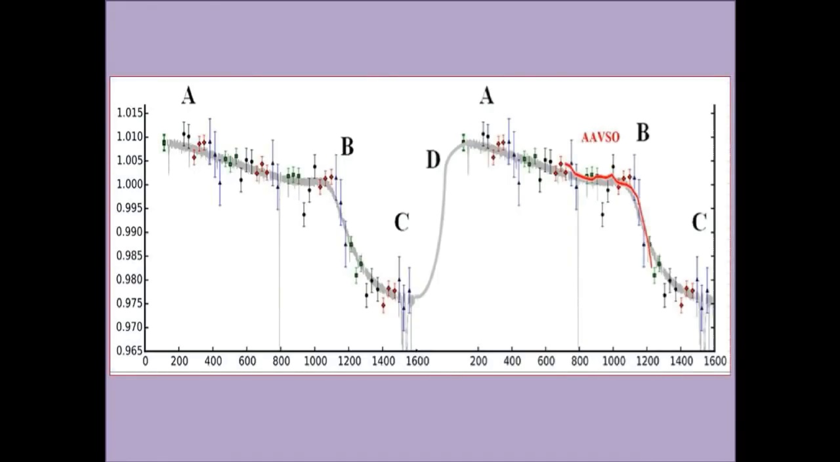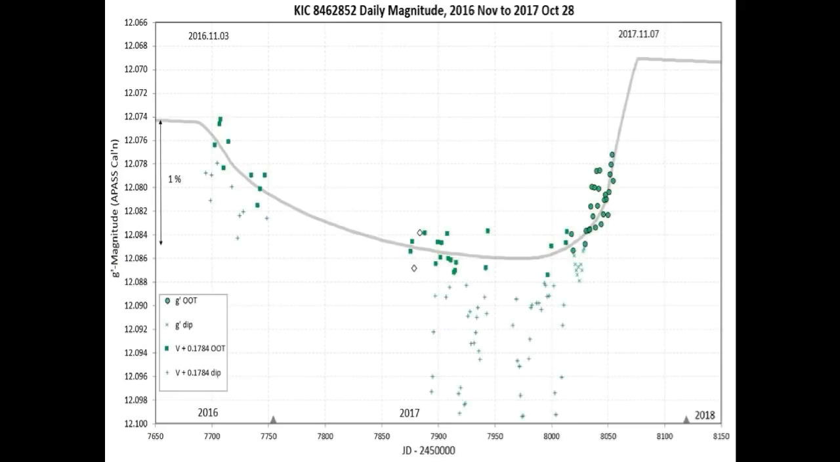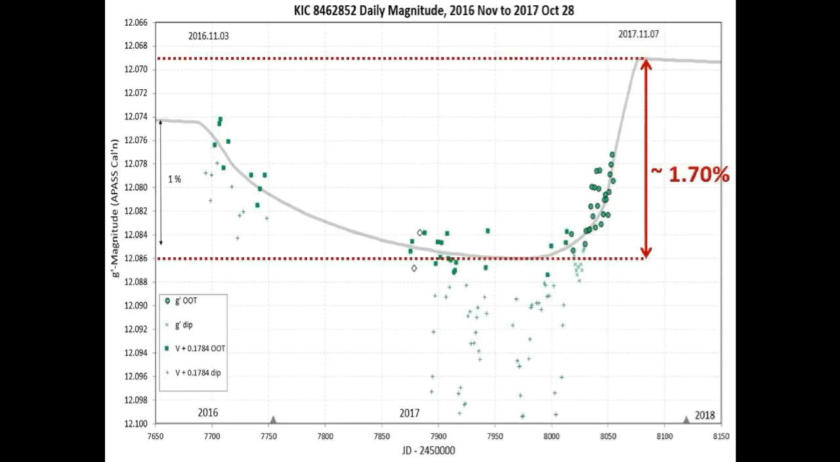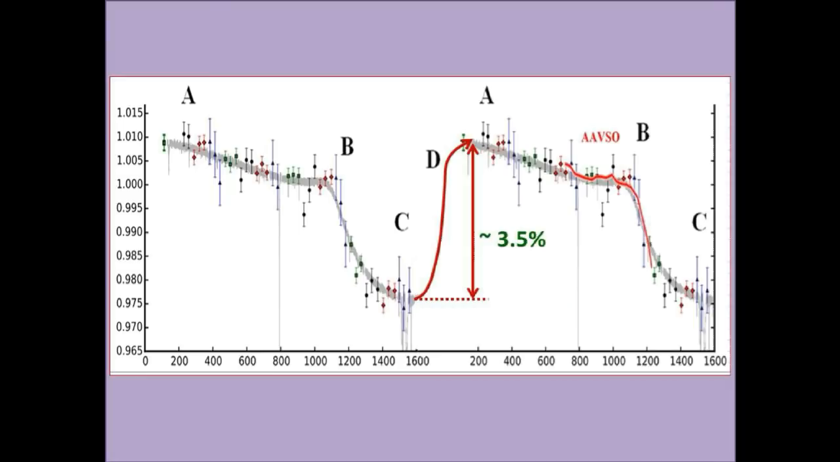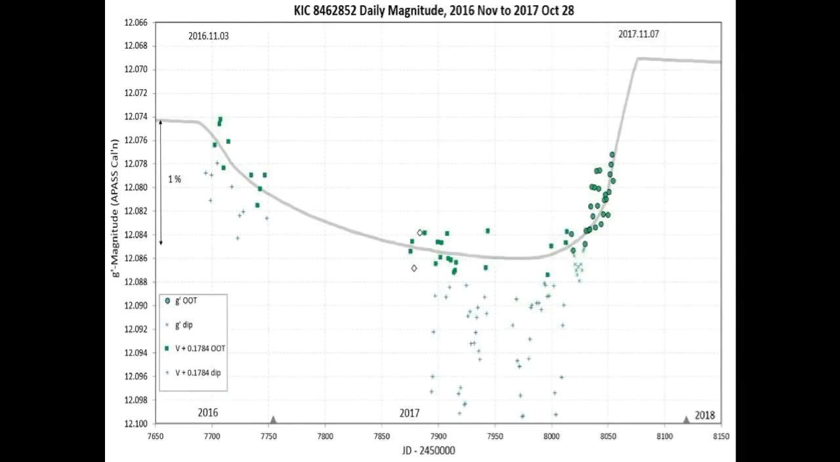So Bruce states that we are now in the phase after the short-term dimming events where Tabby Star starts to brighten back up to start the cycle once again. So this is Bruce's light curve showing his G-band measurements in the green circles, and for some reason he only shows that the light curve only needs to go up 1.7% as opposed to the 3.5% from the Kepler data. But as you can see, his measurements are following very closely to his projected path.